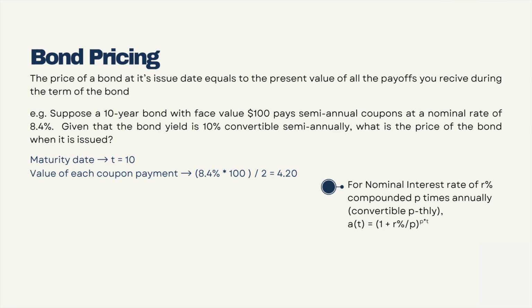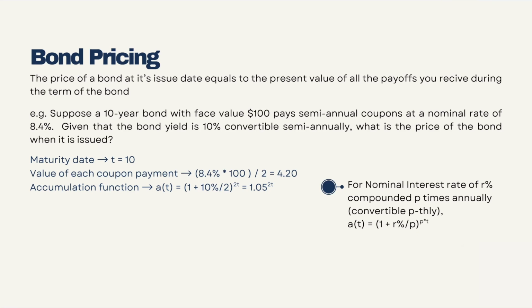Let's move on. Given that the bond yield is 10% convertible semi-annually, what is the price of the bond when it is issued? So we know that the bond yield is 10% and it's convertible 2 times per year. So the accumulation function for that would look something like this: 1 plus 10% divided by 2 and the whole thing to the power of 2t, which is the same as 1.05 raised to the power of 2t.